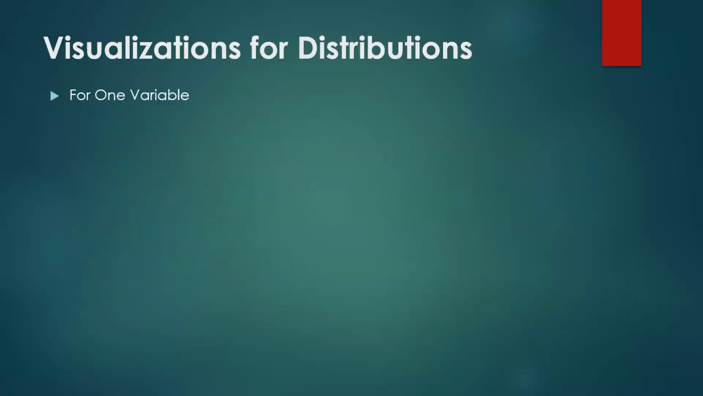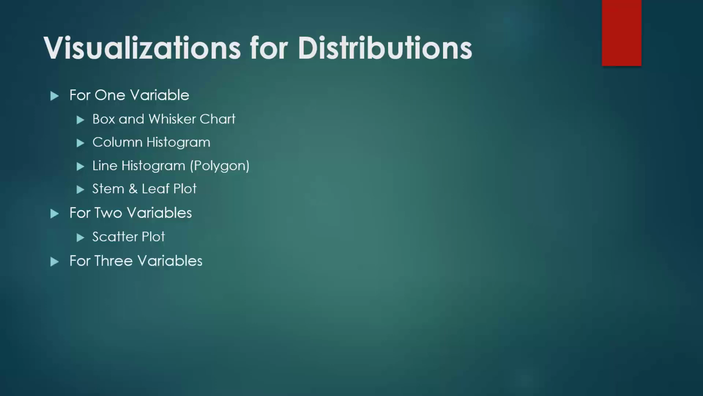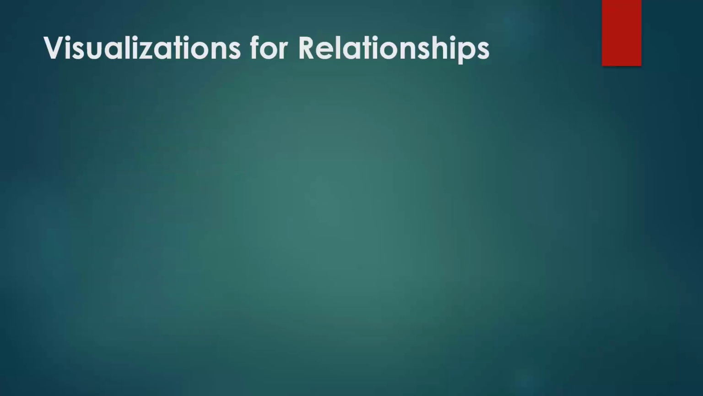For distributions, if you have just one variable, the box and whisker chart works the best. You can also show a column histogram or a line histogram. Then there's a stem and leaf plot that also shows distributions. If you have two variables, you can show them on a scatter plot. Three variables, you can do a 3D area chart. Then there's a special type of distribution chart called the population pyramid. You may be familiar with that.